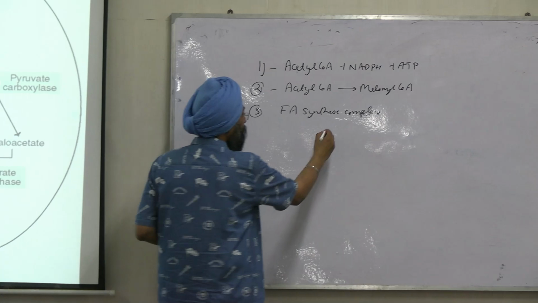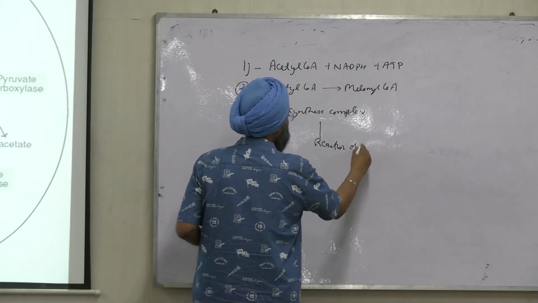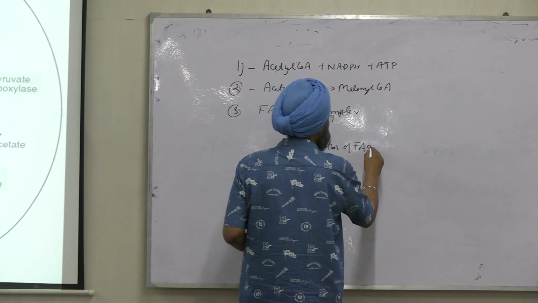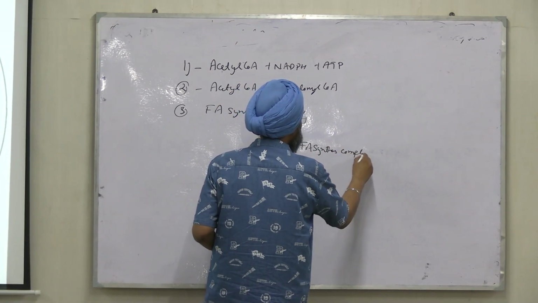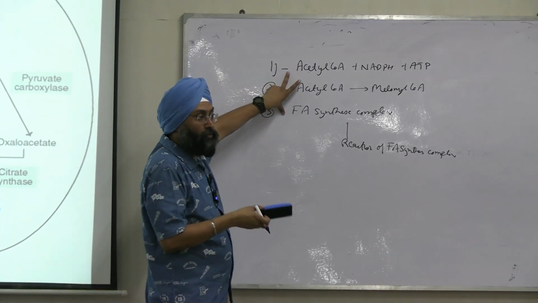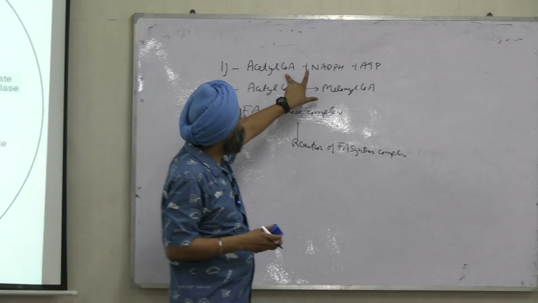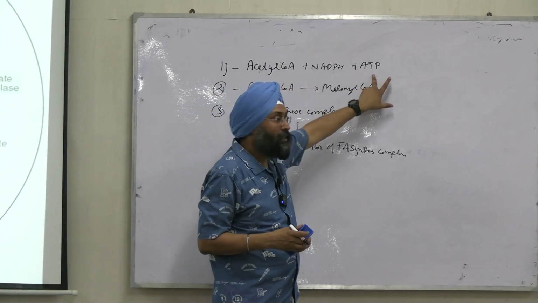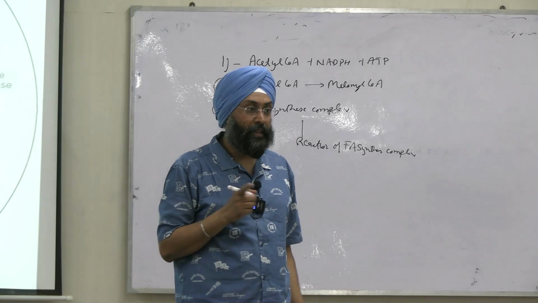Today we discuss reactions of the fatty acid synthetase complex, right? Can I revise the previous class for 5 minutes, okay? So what was acetyl CoA, what was NADPH, and what was ATP, right? They were raw materials for the synthesis of fatty acid.